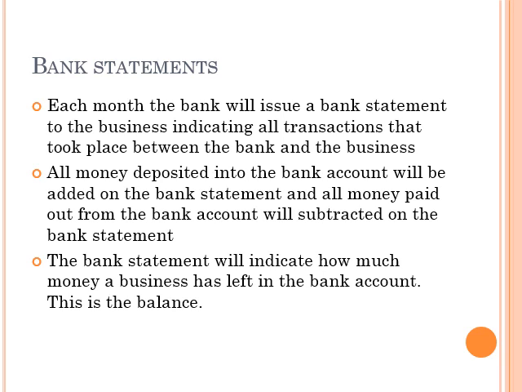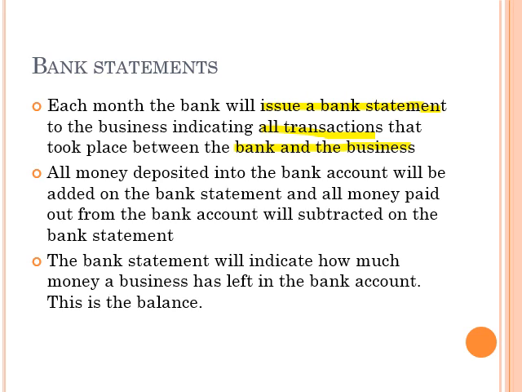Each month the bank will issue a bank statement. As I said, you have probably seen a bank statement before. You can look at a bank statement on an internet banking app, or you can even see it on your computer. It basically just says all the money that's either gone in or out of your account. Each month the bank will issue a bank statement to the business indicating all transactions that took place between the bank and the business. So money coming in, money going out.